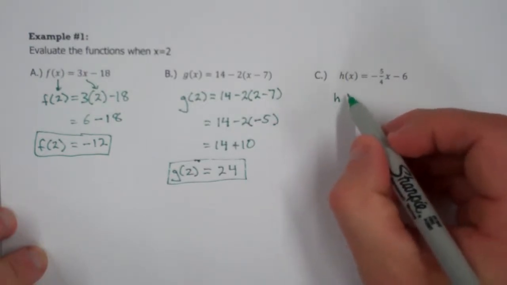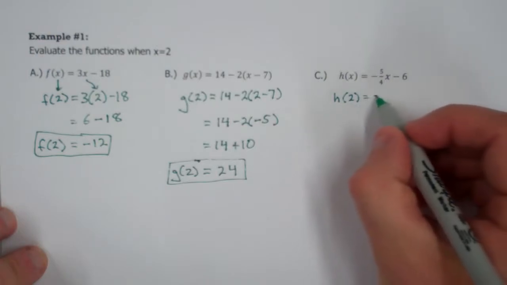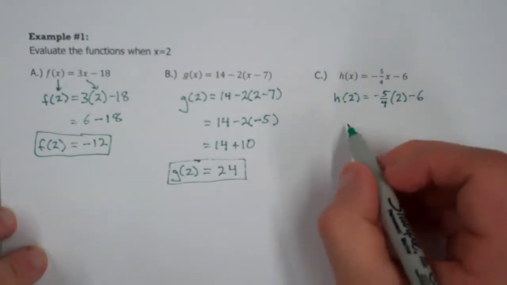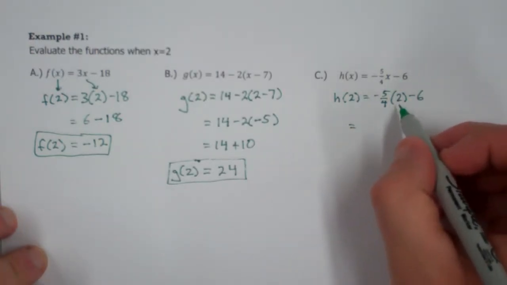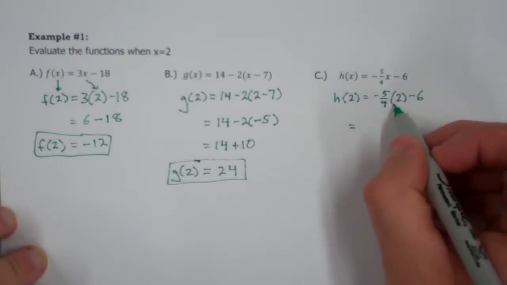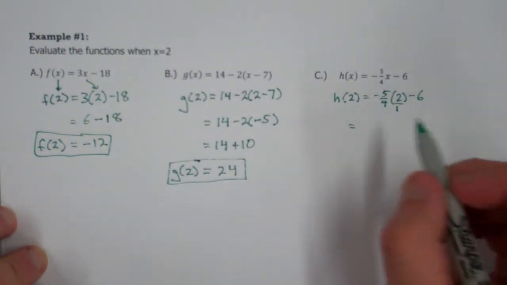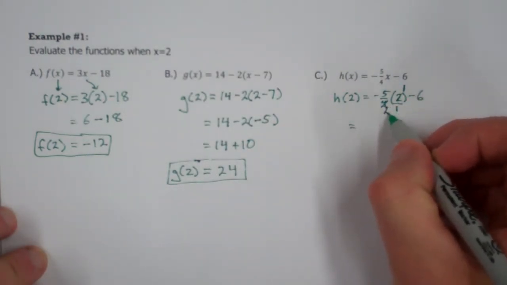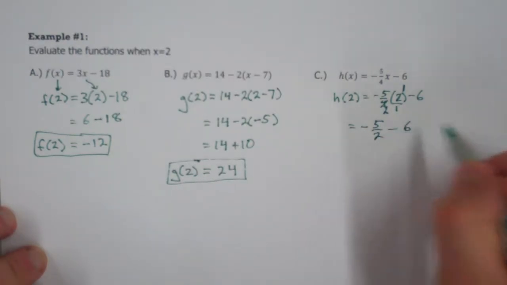H of x, we're going to substitute 2 in for x. All of these we want to evaluate when x is 2. So we've got negative 5 over 4 times 2 minus 6. If we do our order of operations, we're going to do this multiplication first. Negative 5 over 4 times 2 is the same as negative 5 over 4 times 2 over 1. So we can utilize our cross cancellation here. That's a 1, that's a 2. So we've got negative 5 over 2 minus 6.